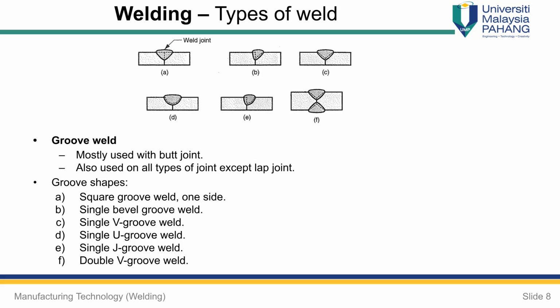Groove welds are primarily used with butt joints, but can be used with all joints except lap joints. Common groove shapes include square, single bevel, single V, single U, single J, and double V groove welds.